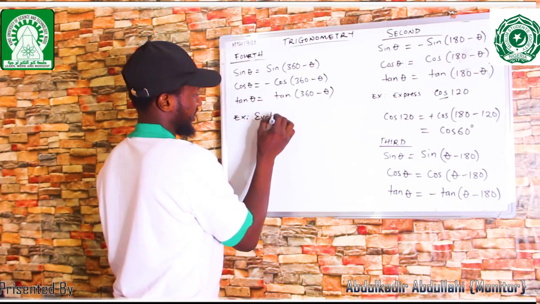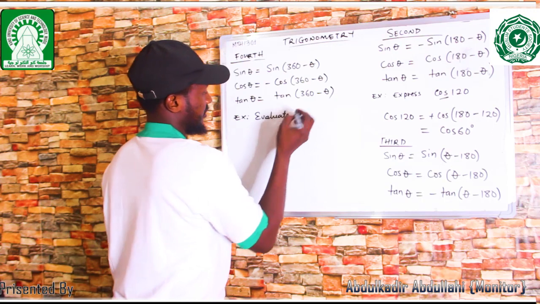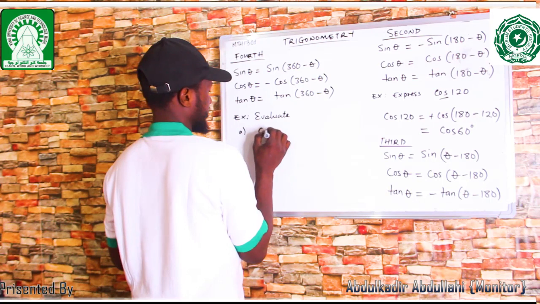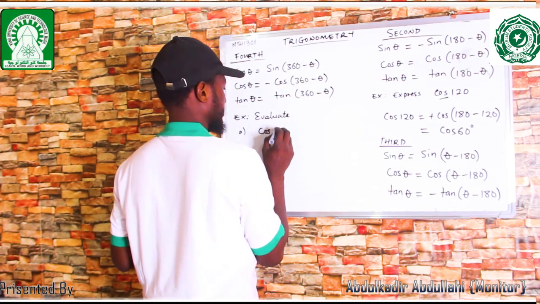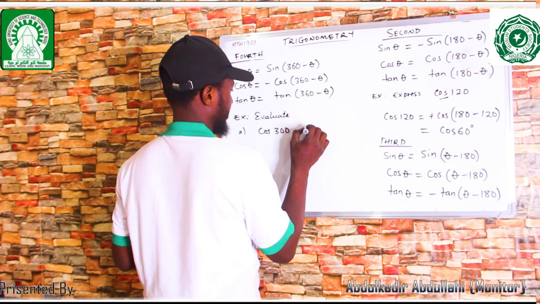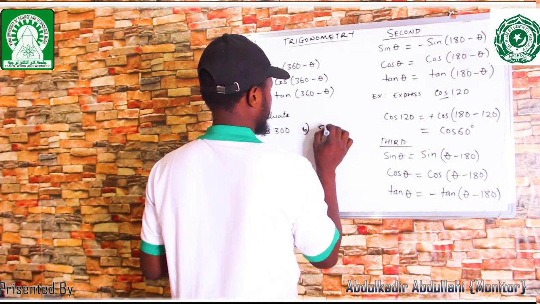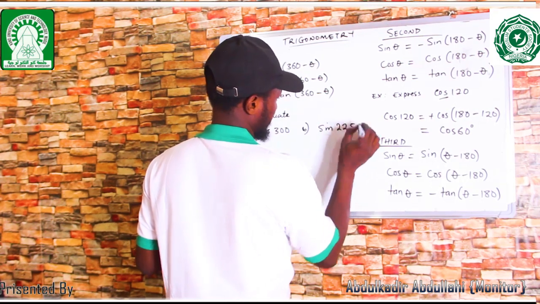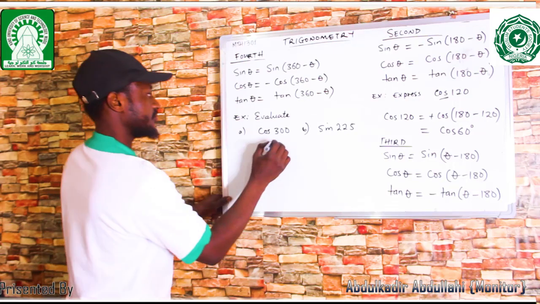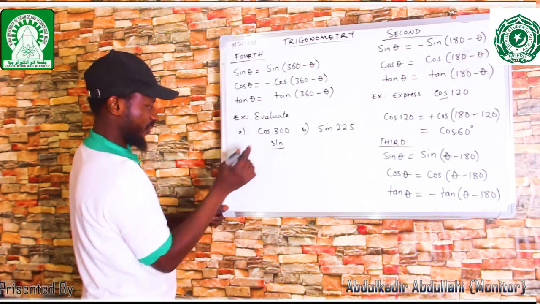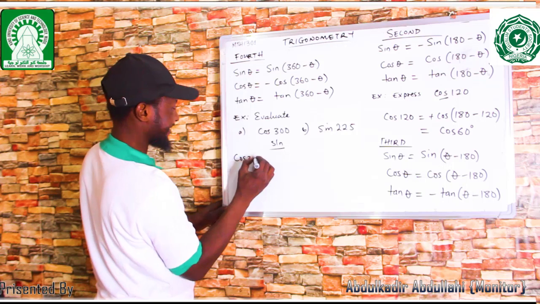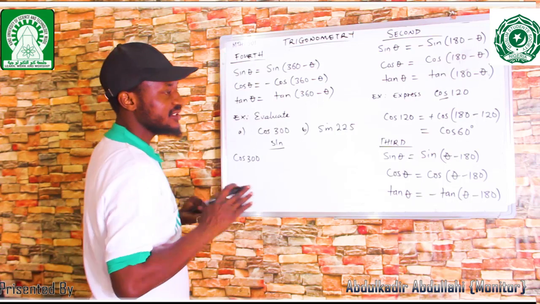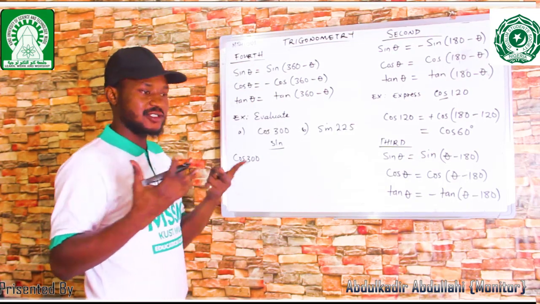Let's see this example. Evaluate or simplify: A, cos 300. B, sine 225. Look at it. We have cos 300. The first thing we should check is where 300 is. 300 is in between 270 and 360. So that is the fourth quadrant.